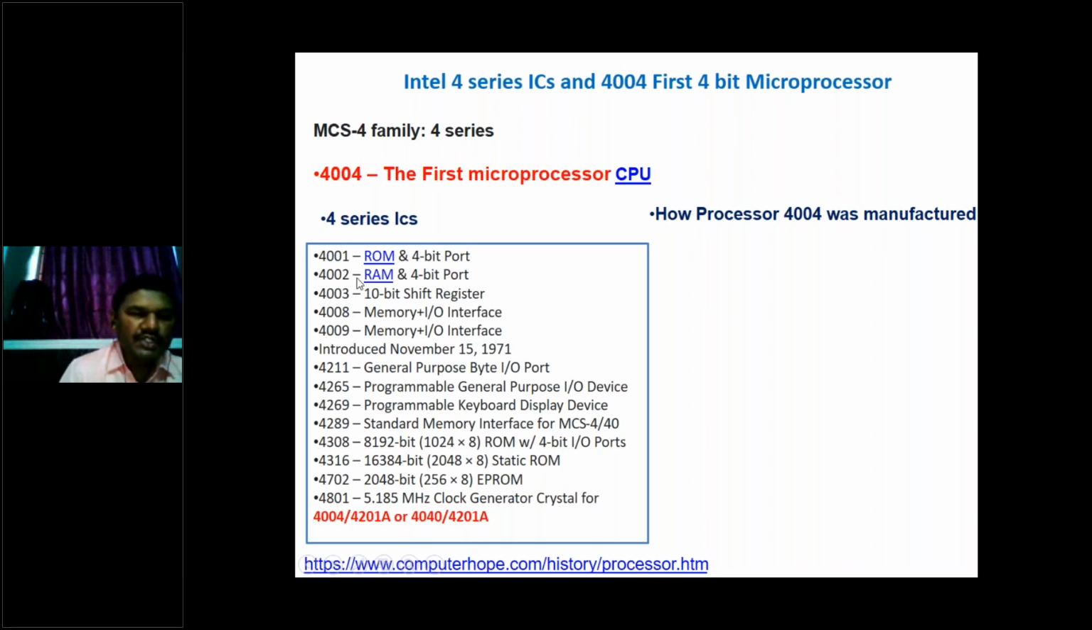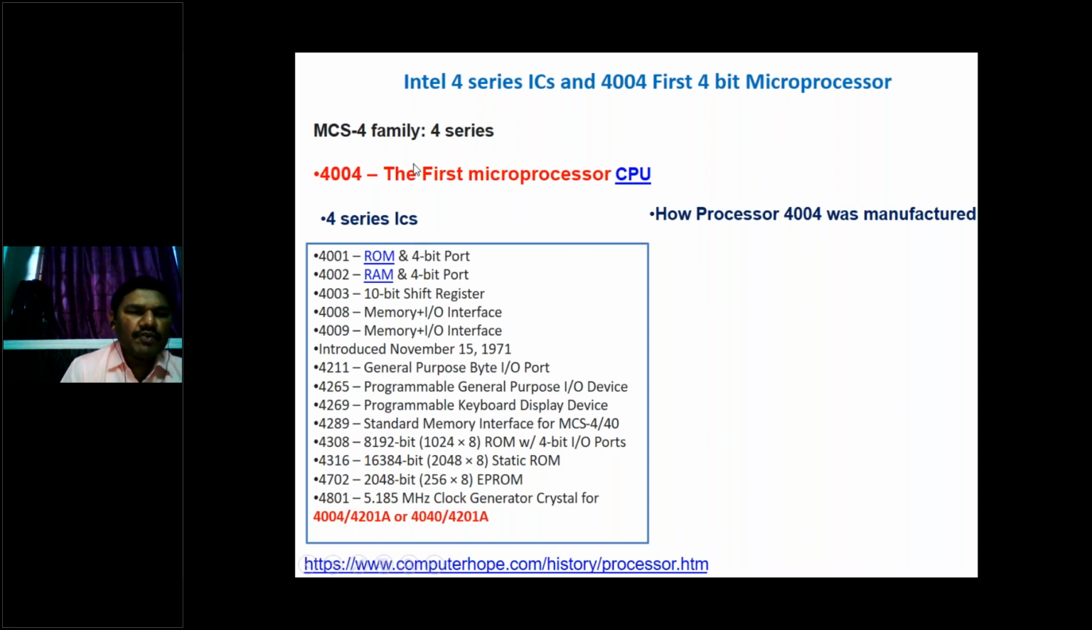4001 is ROM, 4002 is RAM, 4003 is a 10-bit shift register, 4008 is memory plus IO interface, 4009 is memory plus IO interface, 4211 is a general purpose byte IO port. Different types of 4 series ICs are there.